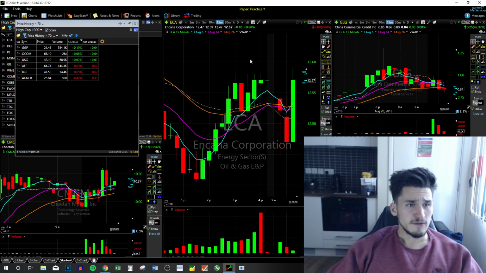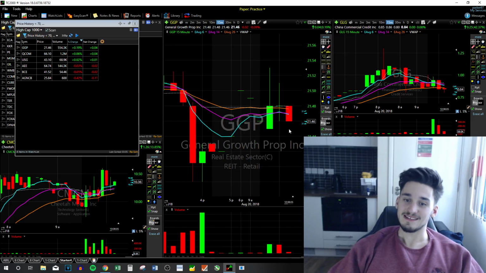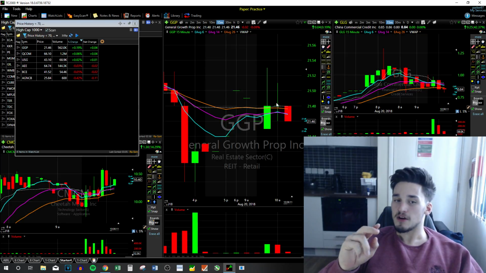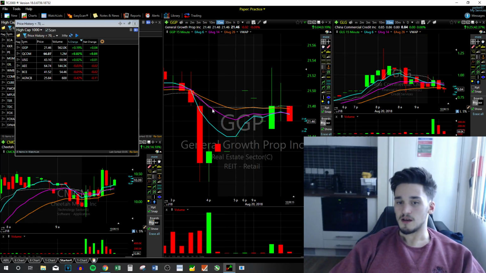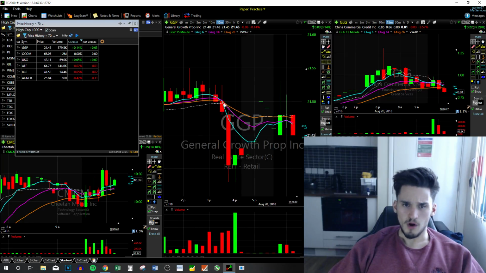So if we type in GGP here, we can see quite clearly that the light blue line has crossed the EMA. But this doesn't match my criteria per se, because the 26 EMA is still above the blue EMA. So this is what I would be looking for.